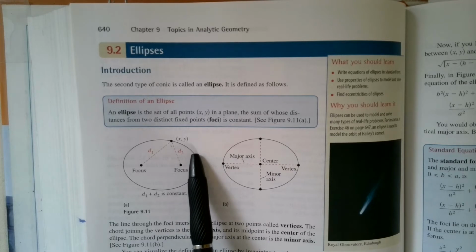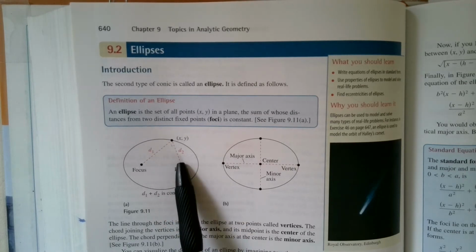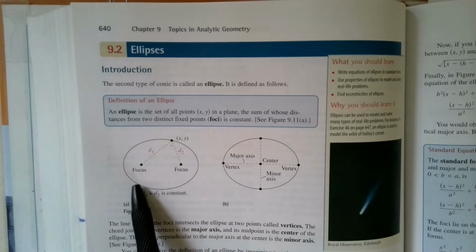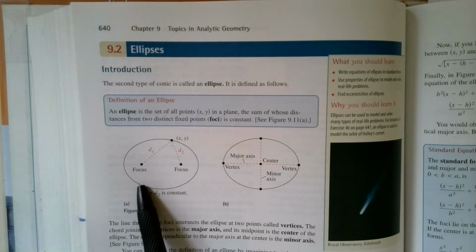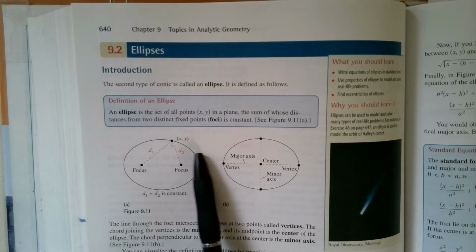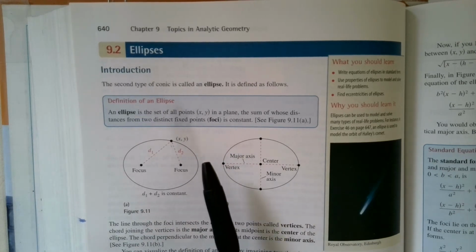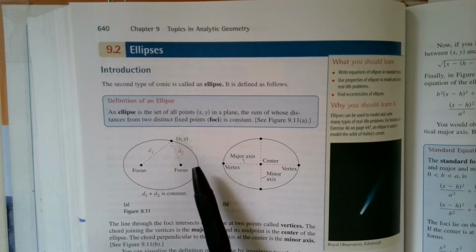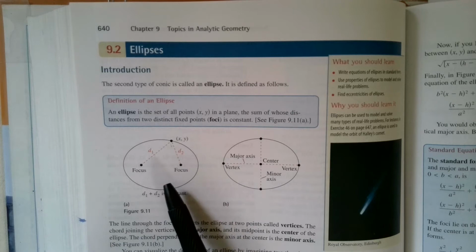Well, if you move over here and you find another point and you measure this distance and you add them together, it would be the same number. And a point over here, if you take the distance from it to each focus point and add it together, it would be the same. And when you put all those together, you have an ellipse. If we had been in class together, I could demonstrate that for you with a piece of string and two push pins, but we can't do that.